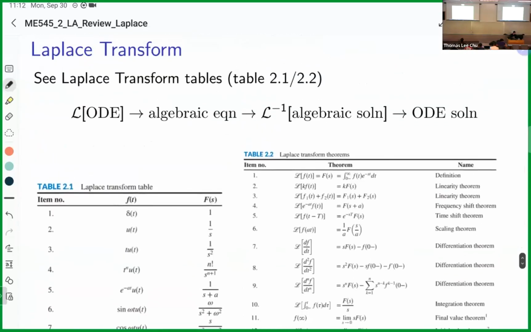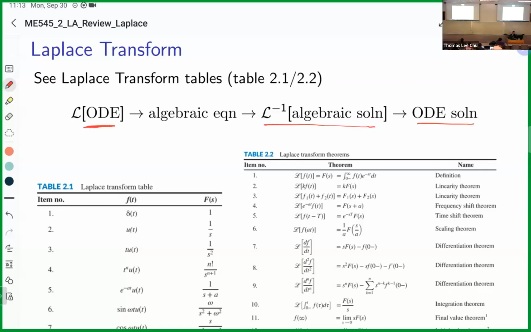The way we use Laplace transform is we have our ordinary differential equation in the time domain. We take the Laplace transform of it. All it does is turn it into an algebraic equation. Once we get this algebraic equation, we shuffle it around into a different version of that equation, but in a way we understand. Then we take the inverse Laplace transform, which is going to be the algebraic solution, and we get our solution.